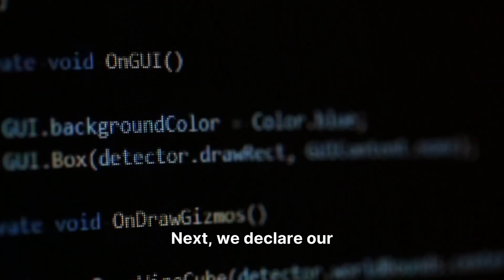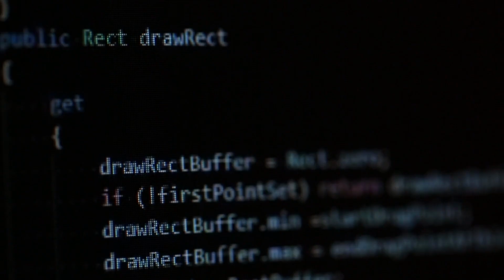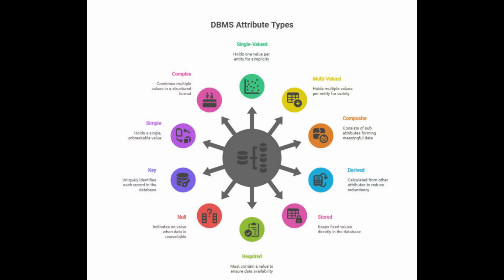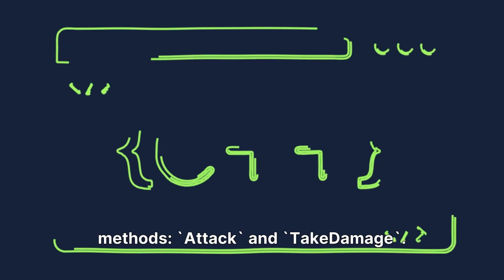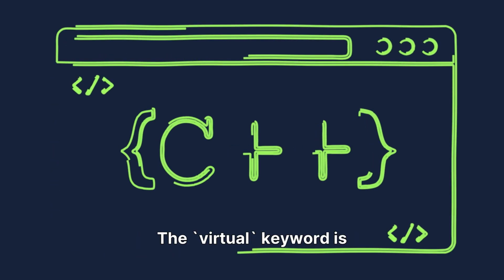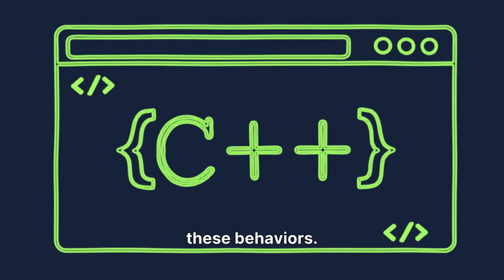Next, we declare our public class Character, ensuring it inherits from MonoBehaviour so it can be attached to Unity game objects. Inside, we define public variables for character name, health, and mana, which are fundamental attributes for any character. We also introduce virtual methods, Attack and TakeDamage. The virtual keyword is crucial as it allows derived classes to customize these behaviors.